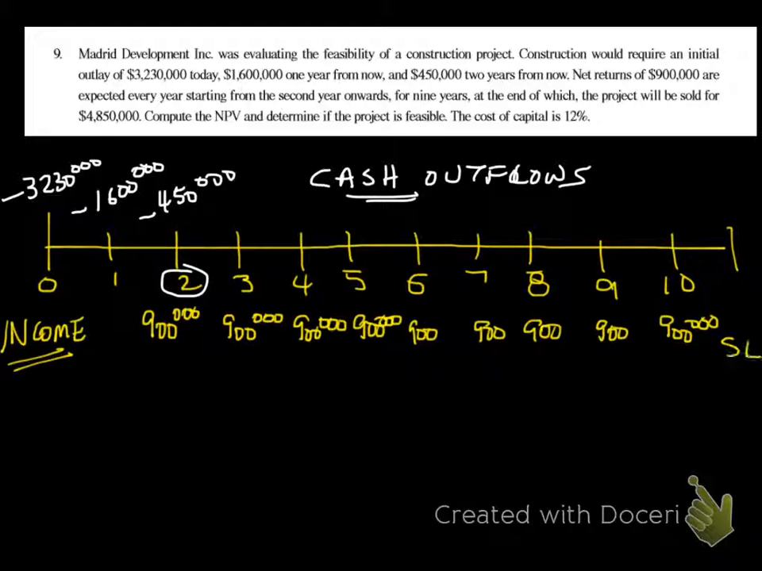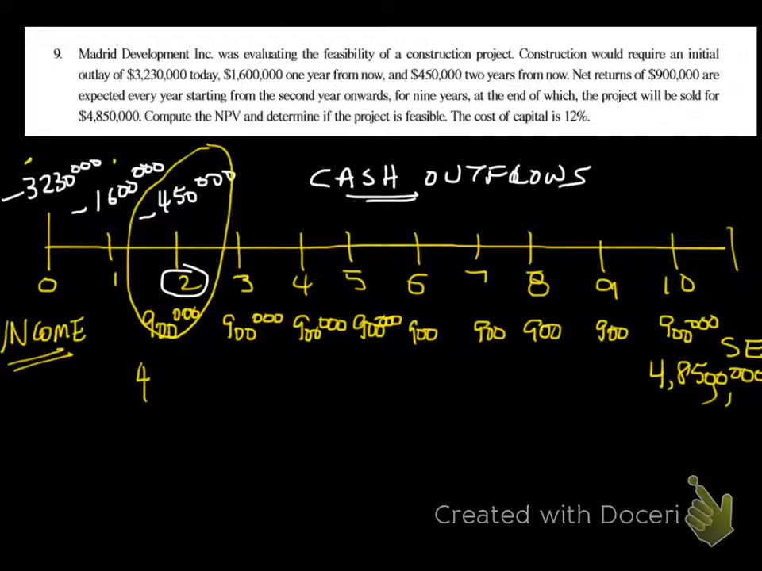So we're going to sell it at the end of that time period for $4,850,000. Now, what you're going to be entering into your calculator is the net amounts. So we have a $3 million negative, and that's a negative $1.6 million at the end of year 1. However, at the end of year 2, we have a net inflow of $450,000.